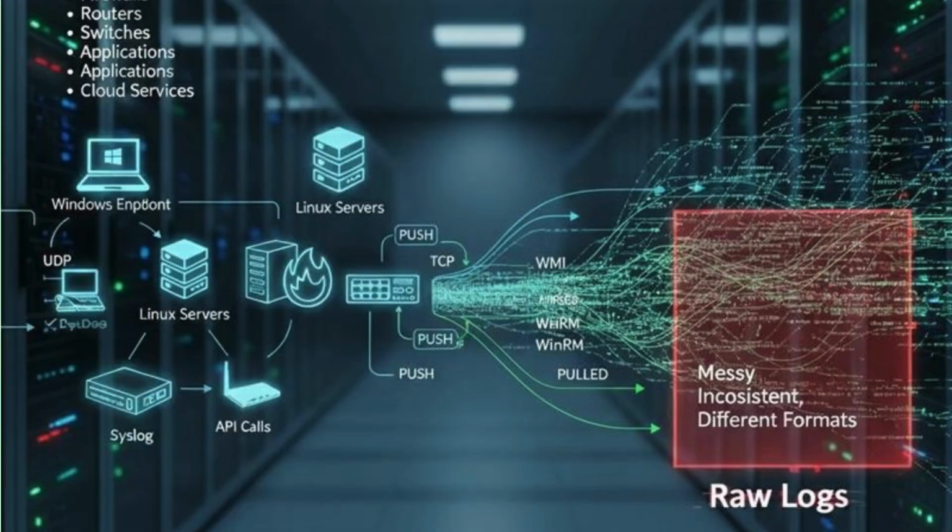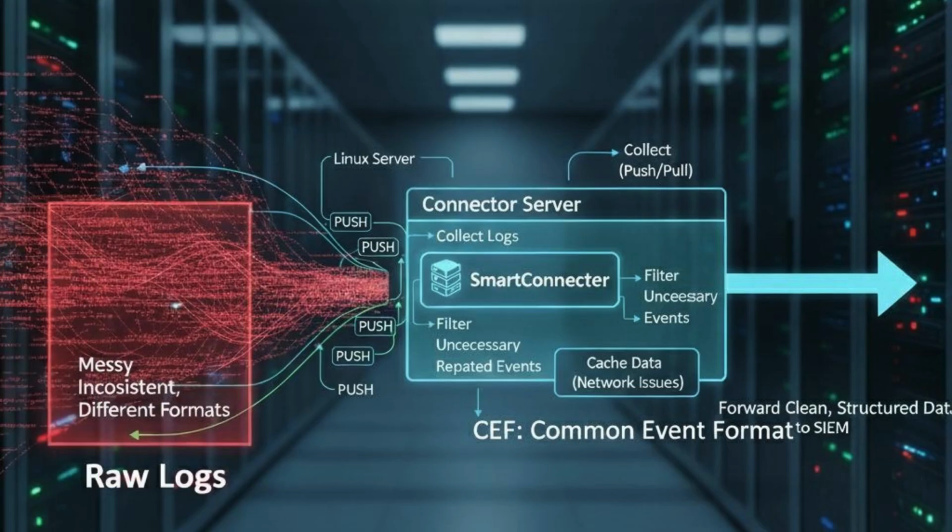No matter how the logs arrive, one thing is always true: raw logs are messy, inconsistent, and come in many different formats. ArcSight needs to make sense of all this chaos, and the first component responsible for this job is the ArcSight Smart Connector. The raw logs coming from different devices land on the connector server, where smart connectors are installed. A smart connector is one of the most important parts of the ArcSight architecture because this is where collection, parsing, filtering, normalization, aggregation, caching, and forwarding all happen.